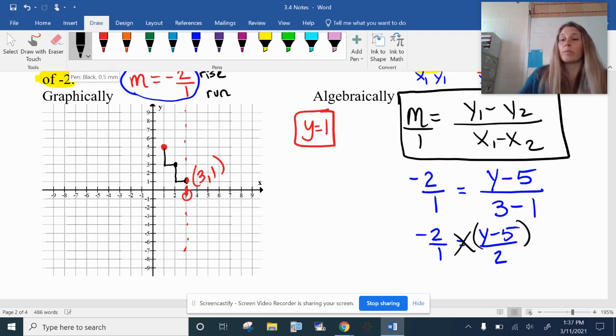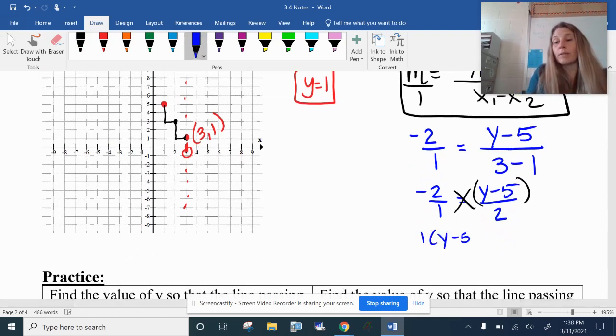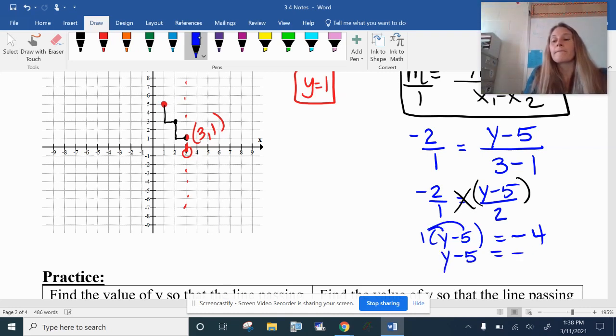So when I cross multiply here, I'm going to have 1 times y minus 5 on one side and negative 2 times 2 on the other side. And then I have to distribute. And then finish getting the y by itself. So y equals 1.